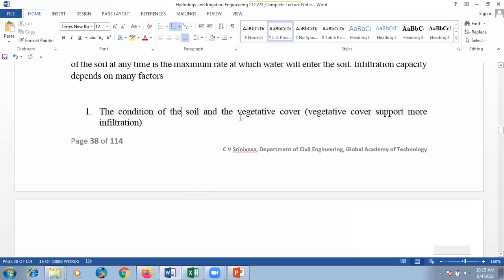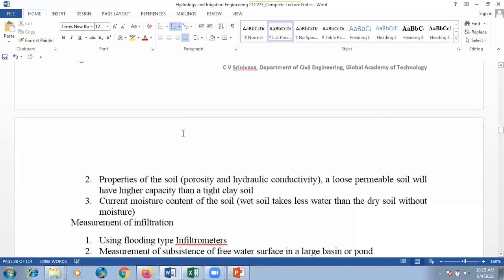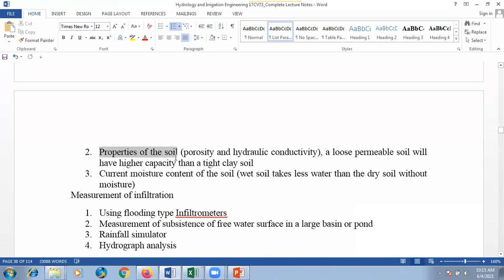Hence, the condition of the soil and the vegetative cover are the first and foremost parameters which will influence the rate of infiltration. Then, properties of the soil, which I have already said, whether sand or clay or silt or loam, depend on the porosity of the geology of the place, because of which sand takes in water in abundant quantity, whereas the same thing is not possible in the case of clay.